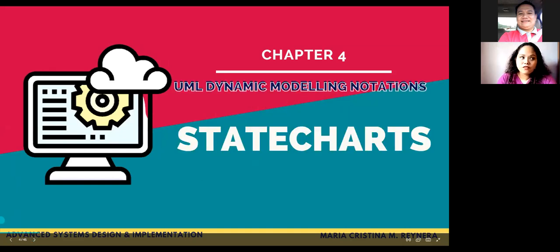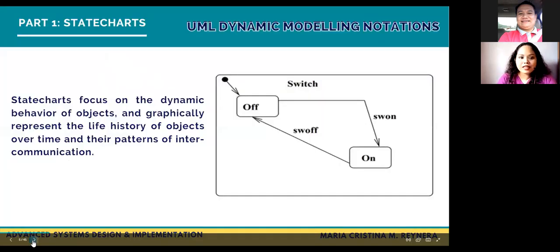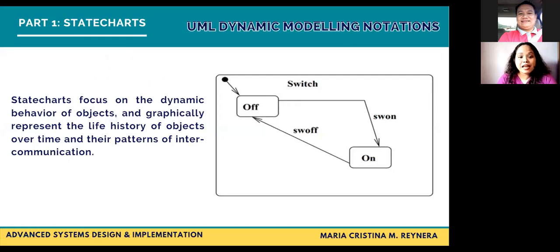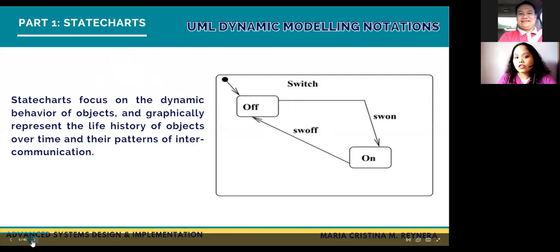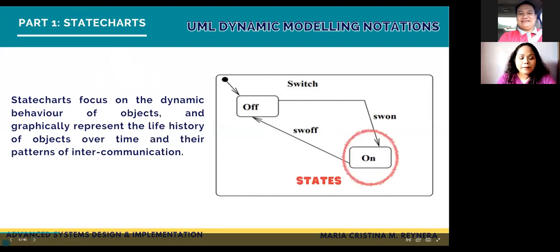Let's define first what state charts are. These focus on the dynamic behavior of the object, representing the life behavior of objects over time and their patterns of intercommunication. Meaning we're using this in real-time design such as robotics, GUI design, screen modes, and interface. So as you can see in my diagram, there are different elements.